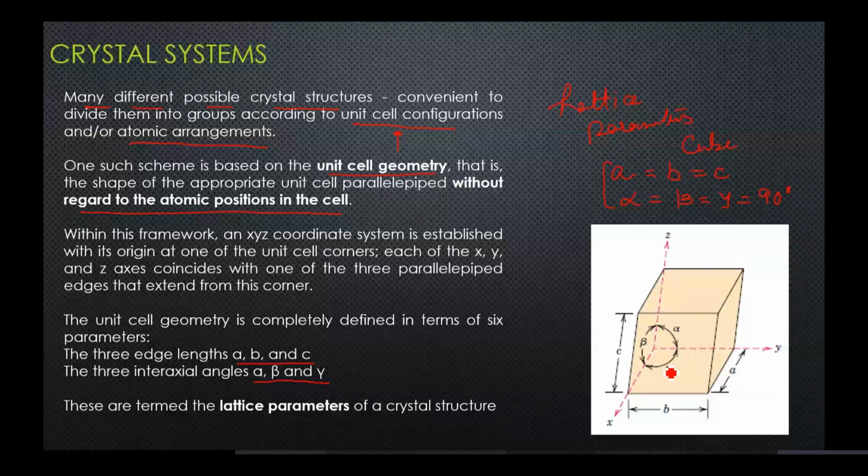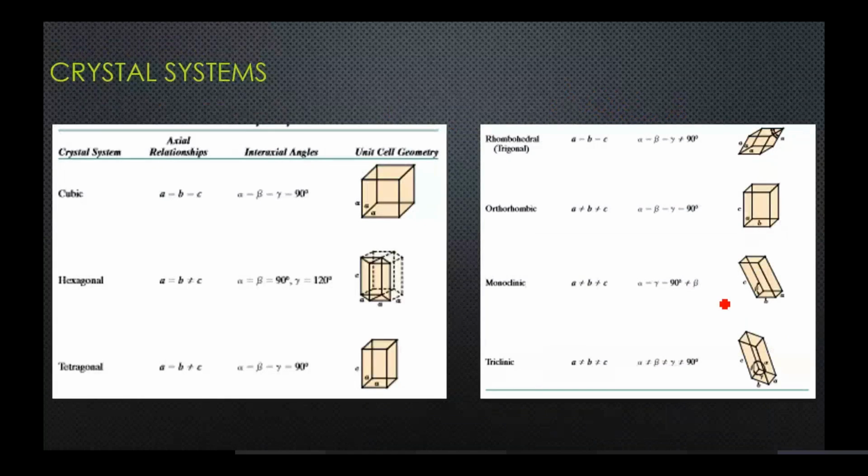You have several different geometric arrangements also possible. Now, if you talk about a, b, and c, a is the length along the x-axis, b is the length along the y-axis, and c is the length along the z-axis. Similarly, alpha is the angle between the y and z axes, beta is the angle between the x and z axes, and gamma is the angle between the x and y axes, on the xy plane. So these 6 lattice parameters, the dimensions and the angles, they define the unit cell geometry.